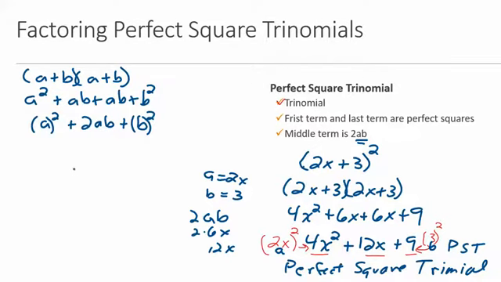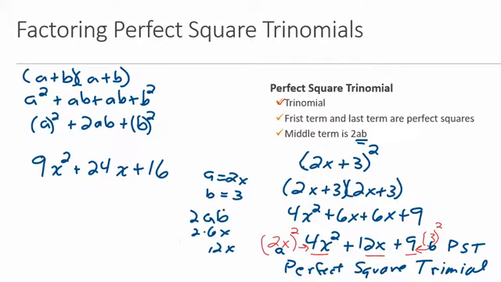Let's look at one other one that we could do. Let's say we've got 9x squared plus 24x plus 16. Is that a perfect square trinomial?